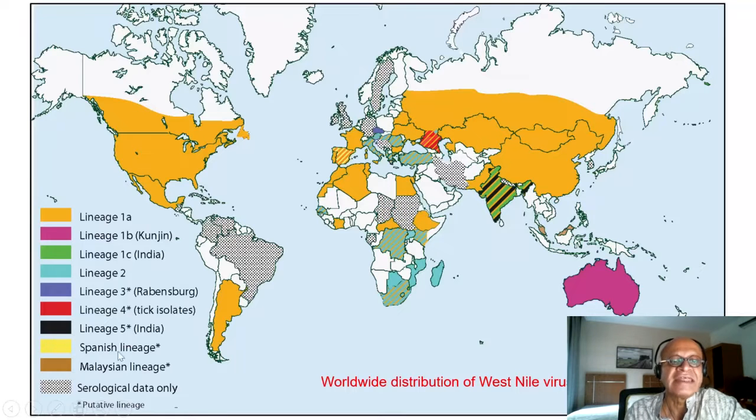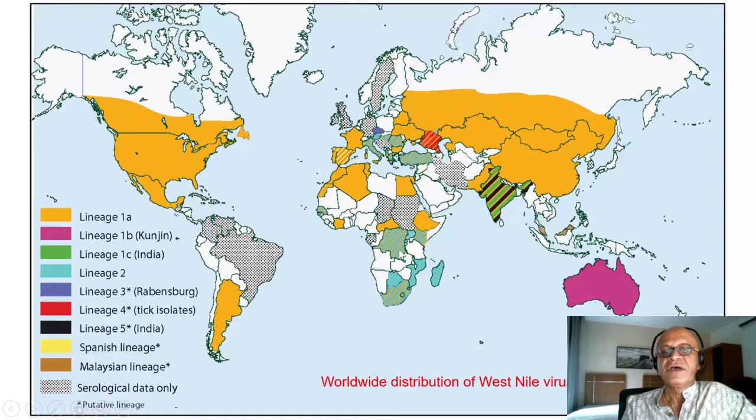There are different lineages. I won't go into the details, but again, you have to remember that each type of dengue we saw, there were 4 serotypes. This one has many lineages. There's one called Spanish lineage, Malaysian lineage. This is serological data only. We won't go into those sorts of details, but there are things that are endemic to India, multiple types here. So lineage 1 and 5 are present in India for whatever reason. We have to figure that out.